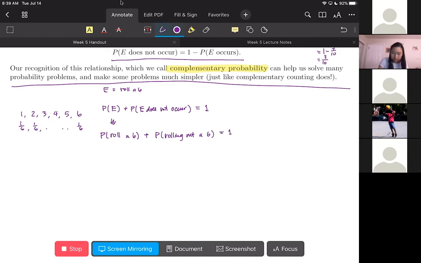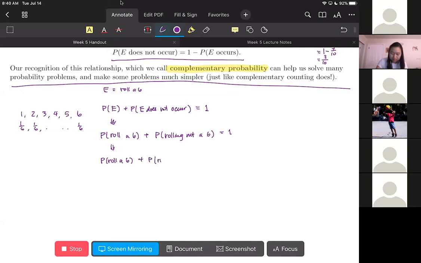And what does it mean to roll not a 6? That actually is... Oh, go ahead. Rolling a 1, 2, 3, 4, 5. Yeah. So we roll 1, 2, 3, 4, 5. So this is how we could generalize it for multiple events.